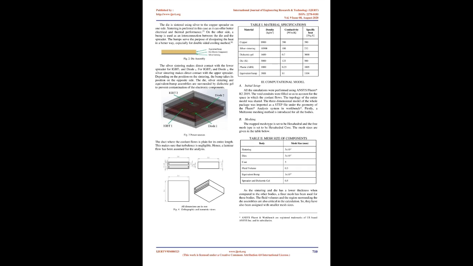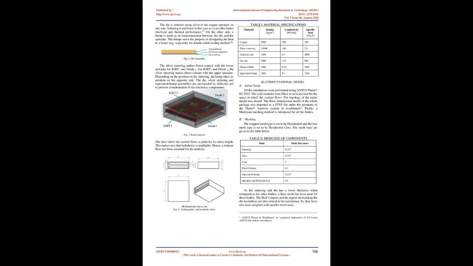Entire package cross-section. The die is sintered using silver to the copper spreader on one side. Sintering is preferred in this case as it can offer better electrical and thermal performance. On the other side, a bump is used as an interconnection between the die and the spreader. The bumps serve the purpose of dissipating the heat in a better way, especially for the double-sided cooling method.